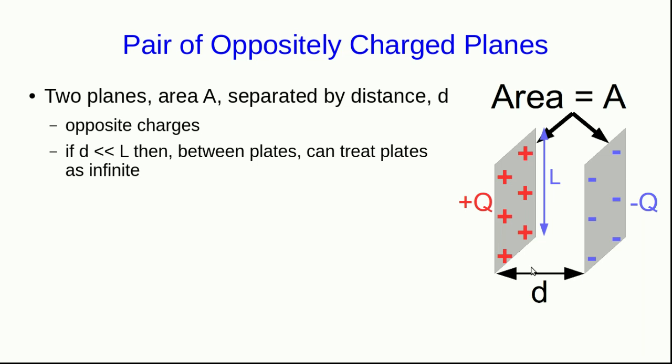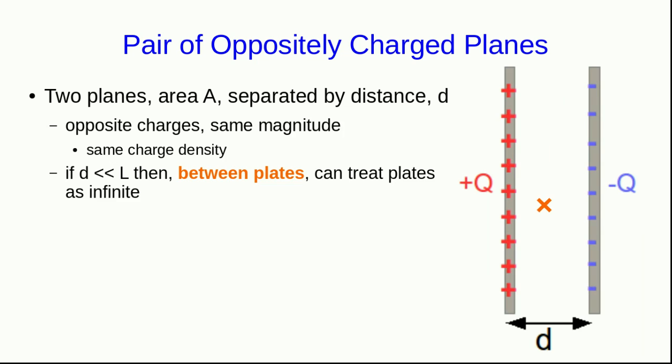So that's not what's shown in this picture. Here, d and L look of similar size, but we're really thinking about the case where these plates are very, very close together compared to their smallest dimension. If we're doing that, then anywhere in between the planes, we must be very, very close to the planes. And so we can treat them as infinite, because the edges of the planes are very far away compared to the distance to them.